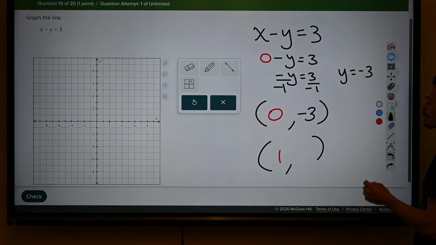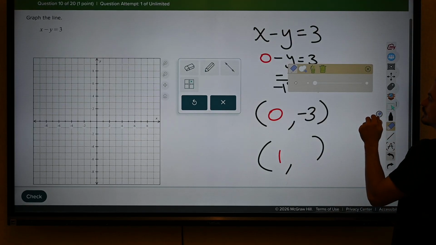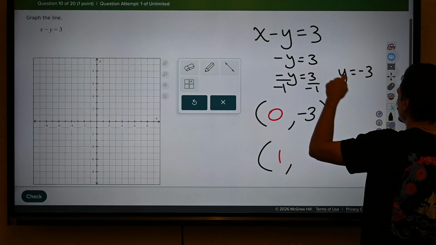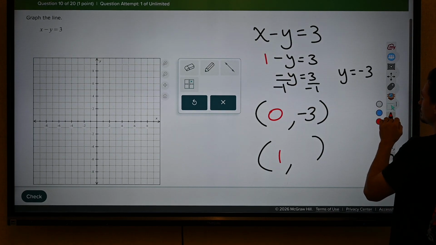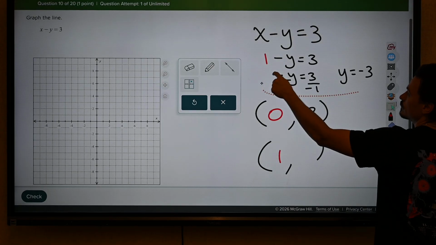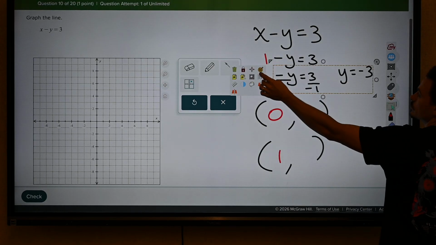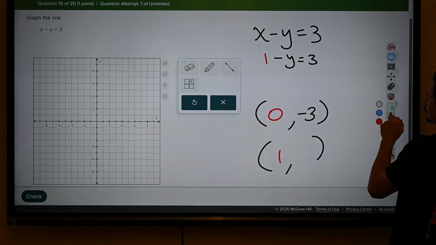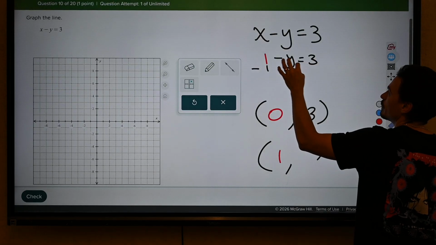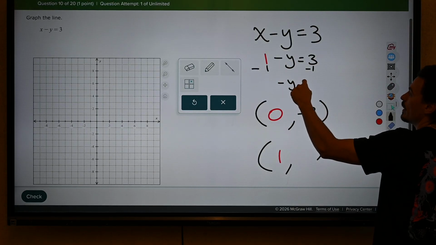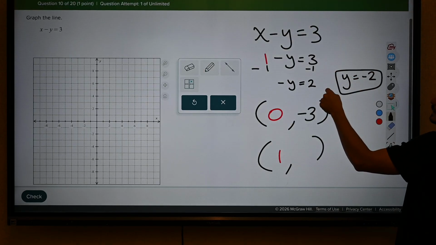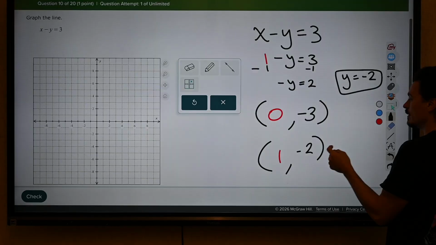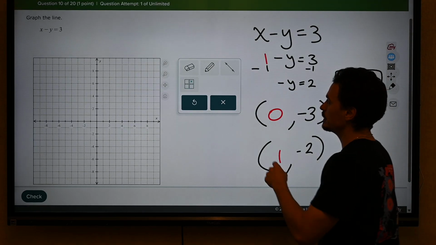Now, I'm going to replace the x value with a 1. Subtract 1 on both sides. I get negative y equals 2, which means y equals -2. And that's when x is 1. And there you go. Those are your 2 points.